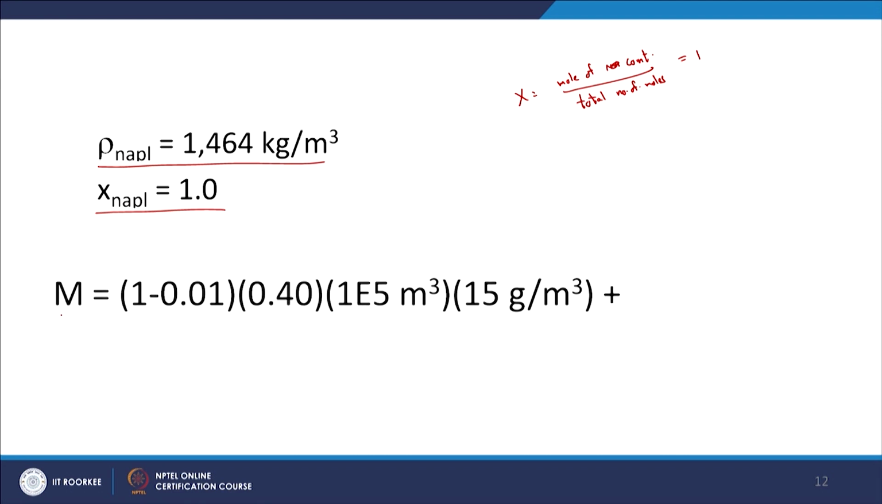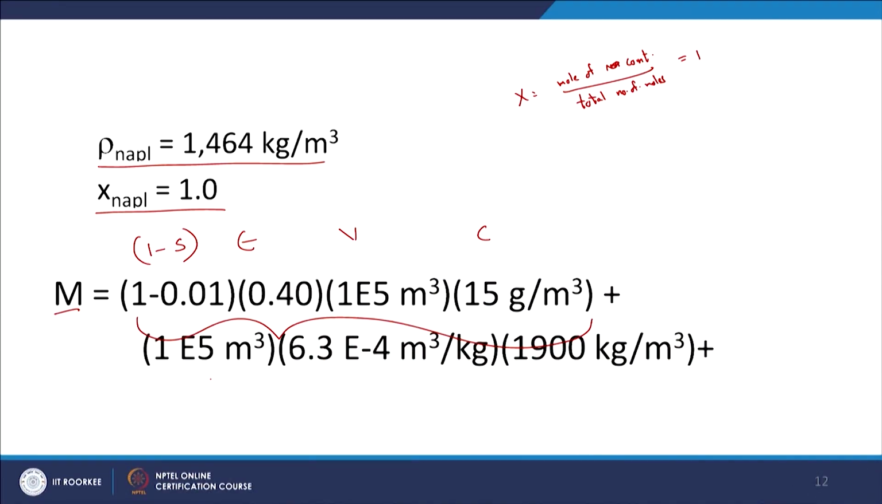And moving on, this mass is nothing but (1 minus S) times porosity times volume times the concentration of the relevant contaminant in the water. So, this is nothing but the volume of the contaminant that is dissolved in the relevant water here. Let us look at the other case. Here we have V, and this is the bulk density, rho B, and Q. So, it is V rho B times Q, that is what we are supposed to have, and this is nothing but the contaminant concentration in the relevant soil.